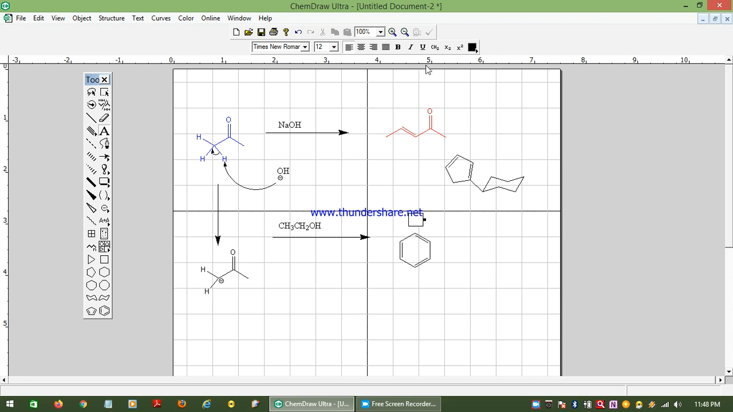When you want to write something like temperature, for example, you are writing 150 degree Celsius. So this should be at the top. So you have to click on X square. You will get it here. Likewise, you can write temperature also on your reaction arrow.